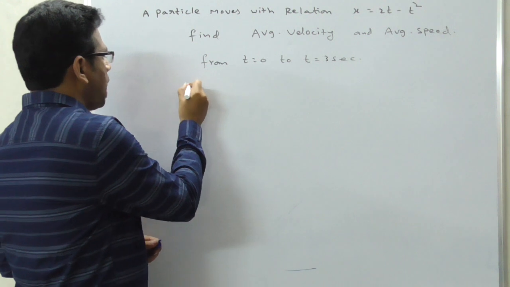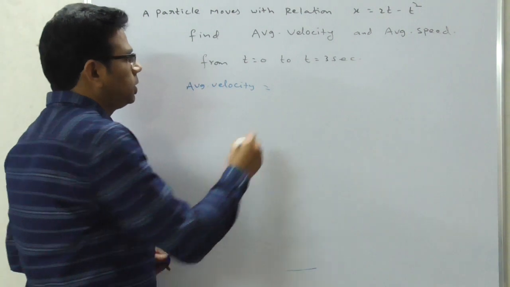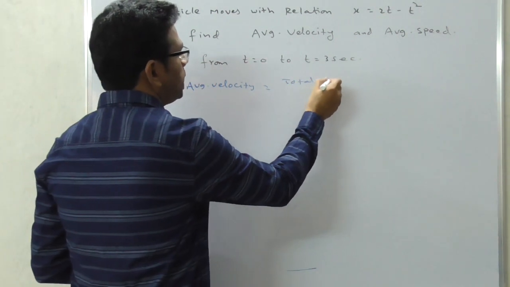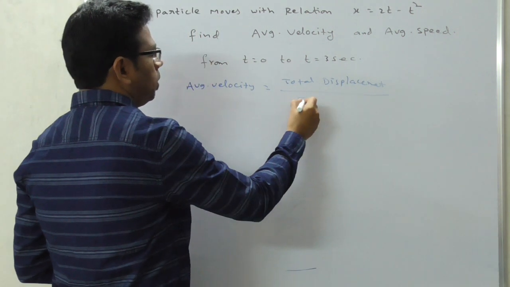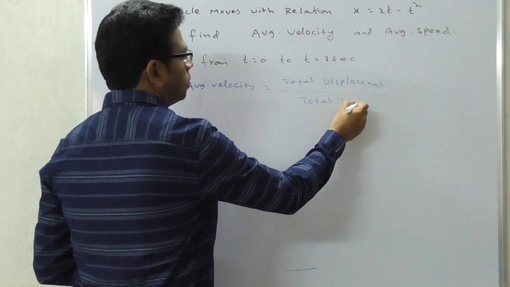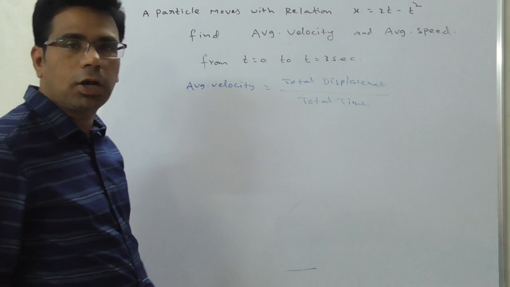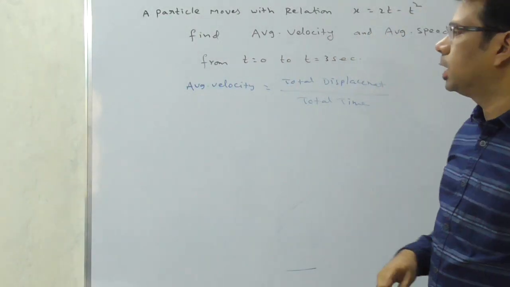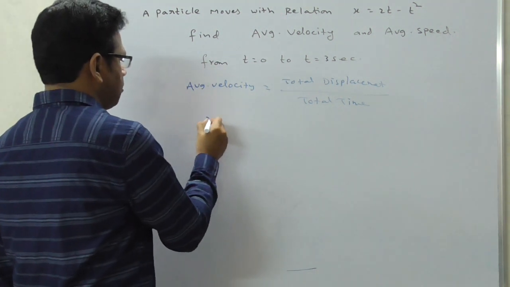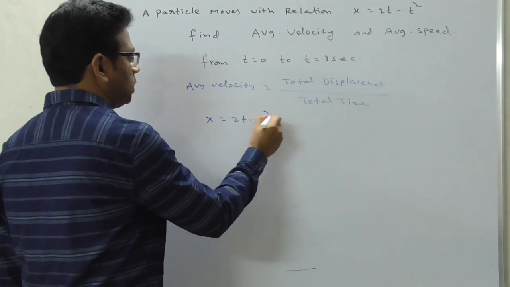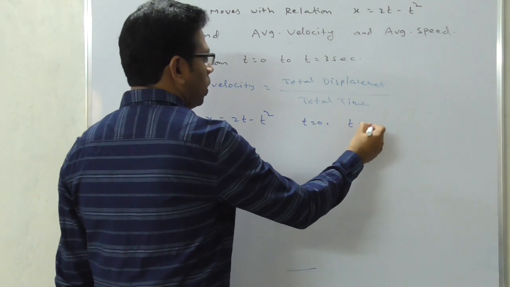Right? What is average velocity? Average velocity is nothing but total displacement by total time, right? So all of you know that the average velocity is total displacement by total time. So we have the relation x equal to 2t minus t square. This is the given relation, and from t equal to 0 to t equal to 3, we have to calculate.